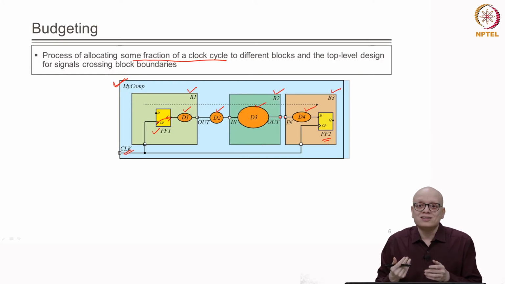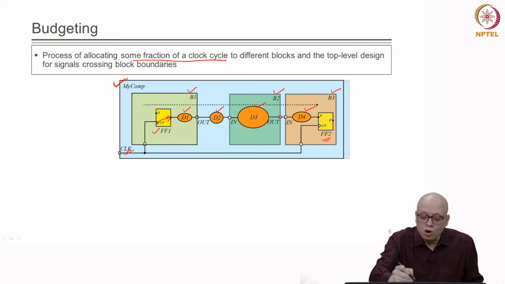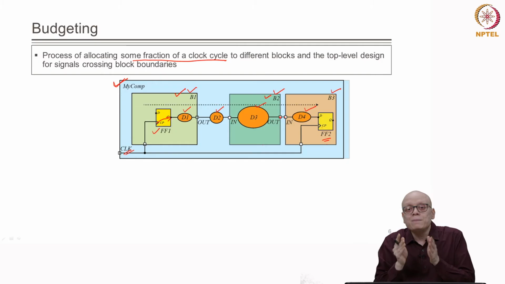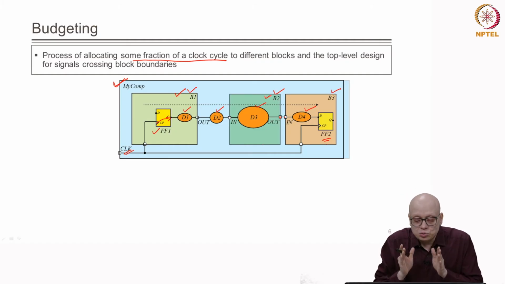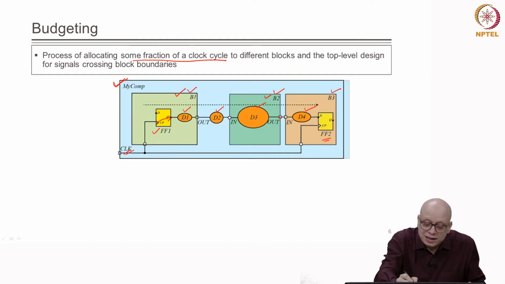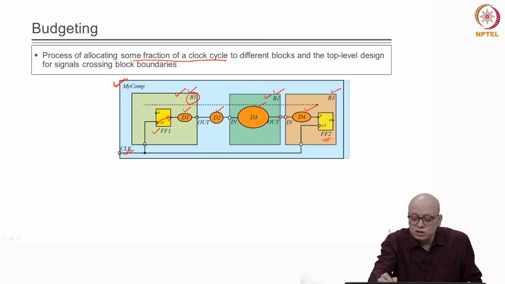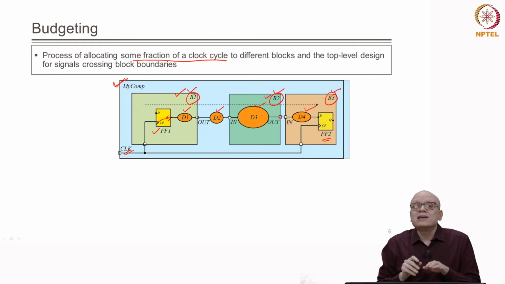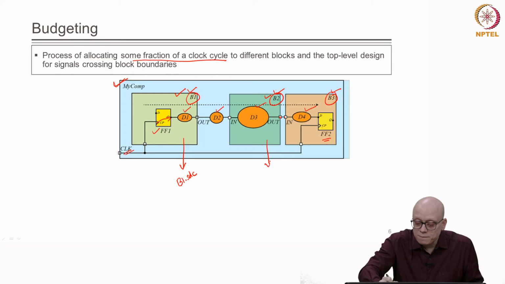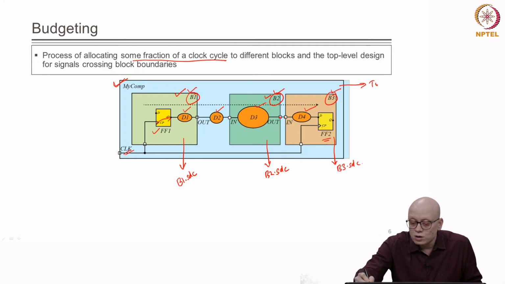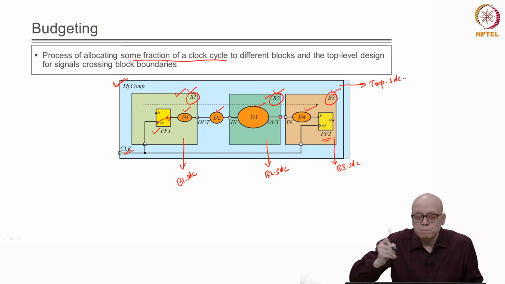Now, how do we enforce this constraint? This constraint must be enforced on each of the blocks, because later on we will be implementing each of the blocks separately. To specify the constraints that B1, B2 and B3 must honor, we create an SDC file, or constraint file, separately for each block. For example, we will have B1.SDC for the first, B2.SDC for the second, B3.SDC for the third, and for the top level we will have top.SDC.